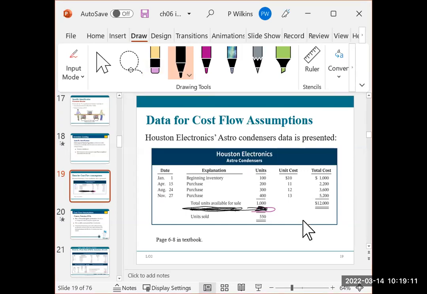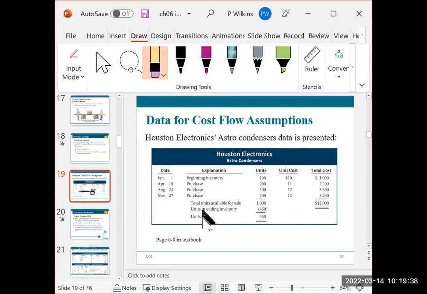The very first thing you can do before you can figure out any cost is figure out how many units are involved. So if they tell you you started with 1,000 units and you sold 550, how many were in your ending inventory? 450. So you would subtract 550 from 1,000 to get 450, okay? This problem is telling you it's 450.